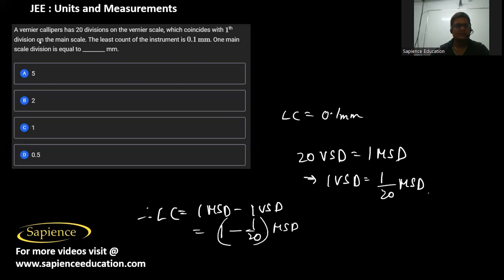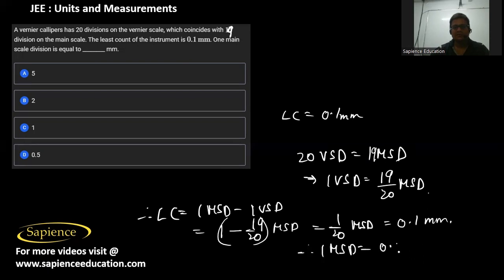Here actually it should have been: the vernier caliper has 20 divisions on its vernier scale, which coincide with 19 divisions on the main scale. So this should be 19, and this should be 19 by 20. So this is 19 by 20. So this is 1 by 20 main scale division, and that is equal to 0.1 millimeter. So therefore, one main scale division will be equal to 0.1 into 20 millimeter, that is 2 millimeter. So option B is the correct answer.